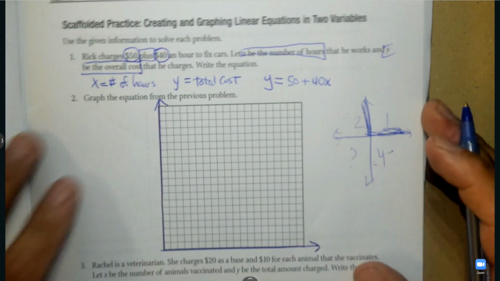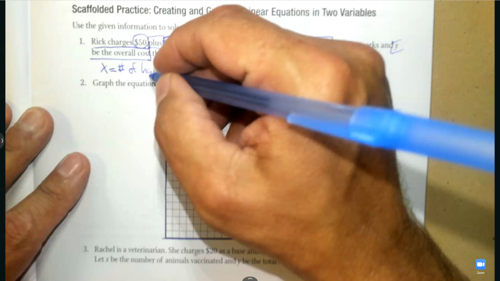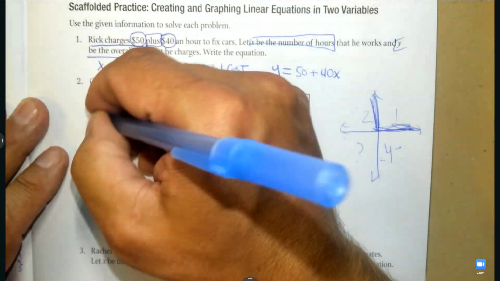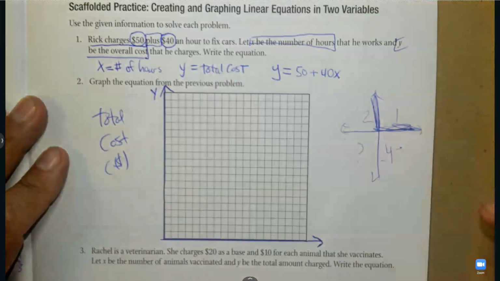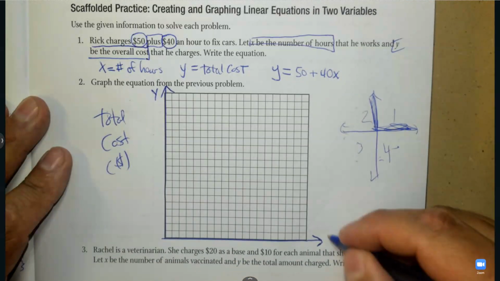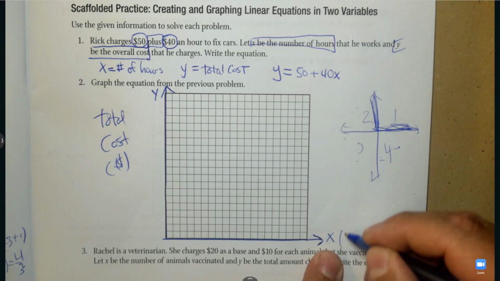Then I'm going to label each axis, and again, if it's going too quick, you press pause, right? So you can draw your axes. You can press pause. The y-axis, again, is the total cost in dollars. And then the x, I don't have a lot of room underneath here, so I'm going to put it beside, is the number of hours.